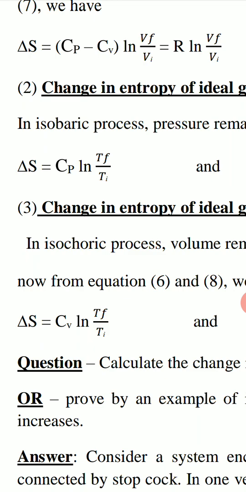If we have n mole ideal gas, then delta S becomes n times, n R log Vf upon Vi. So in isothermal process, if temperature remains constant and volume changes from Vi to Vf, change in entropy of 1 mole ideal gas is R log Vf upon Vi.